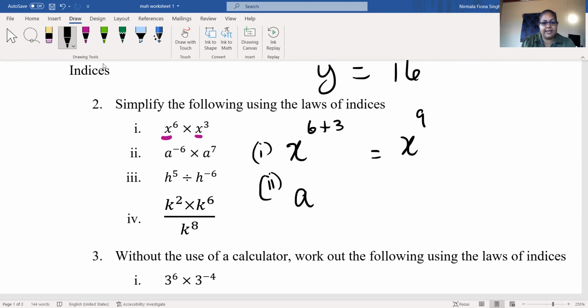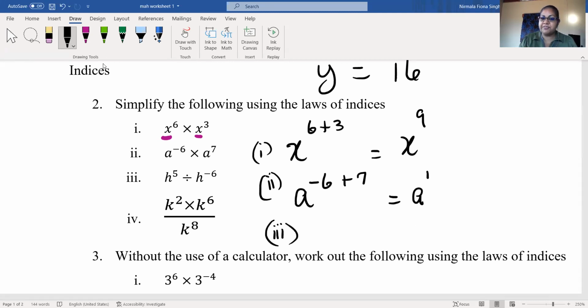I have a to the -6 multiplied by a to the 7. Since they're being multiplied, I have to add the two indices together. So I'm going to have -6 plus 7, and -6 plus 7 is 1. Very simple and nice.